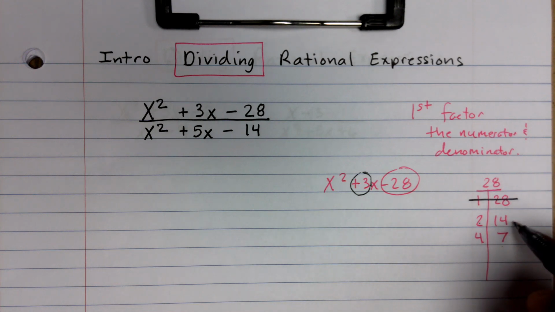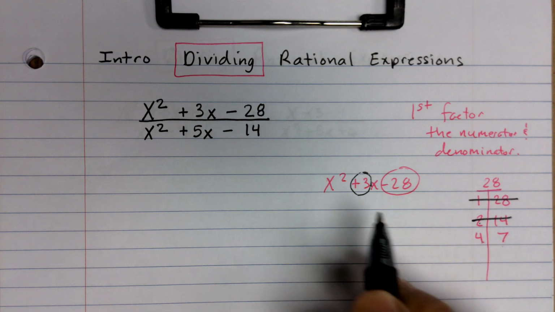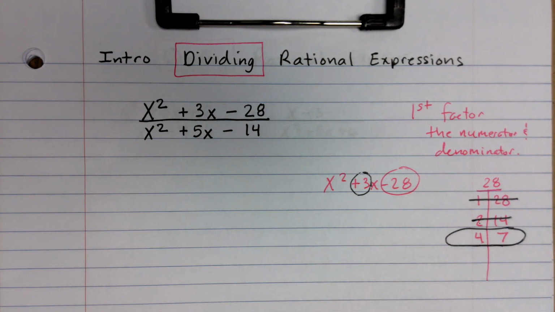2 plus 14 gives me 16. 14 minus 2 gives me 12. So it can't be 2 and 14. 4 plus 7 gives me 11, but 7 minus 4 gives me 3. So I know that this is going to be my factor.